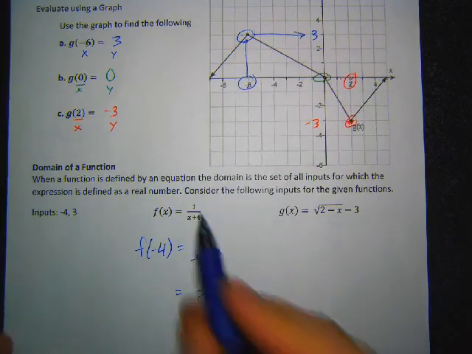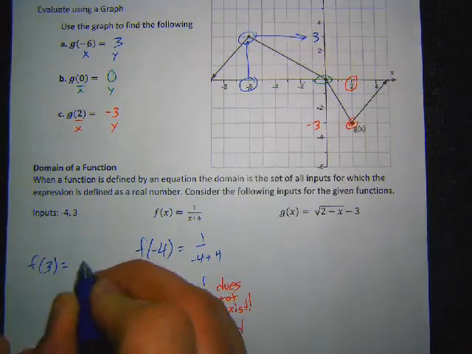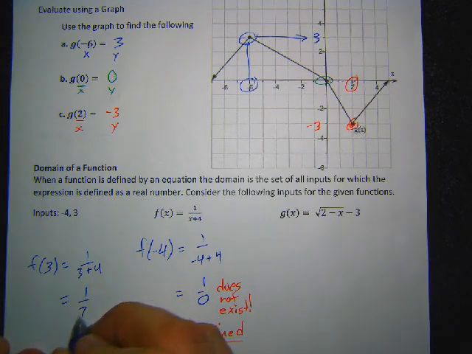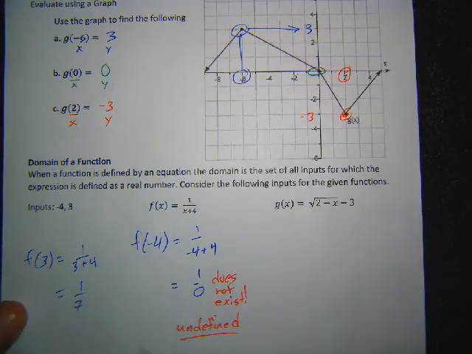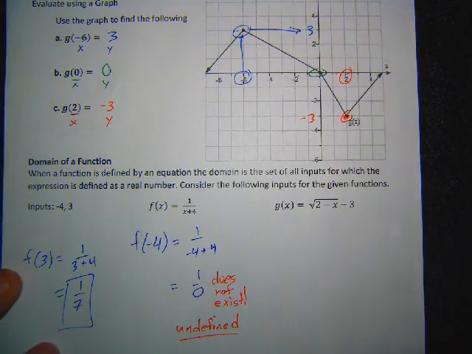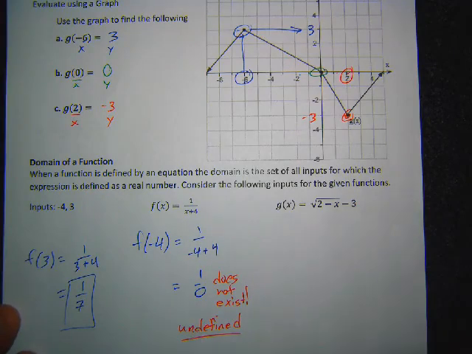Now, 3 would have been fine. I could plug 3 in here because if I do f of 3, I just get 1 over 3 plus 4, and that's 7, and that's fine because 1 over 7, that's a nice fraction number. It's no big deal. So that's real. That one's real, but this one is not. So when you're doing fractions, you always have to be careful. Watch out for numbers that make the bottom divide by 0.